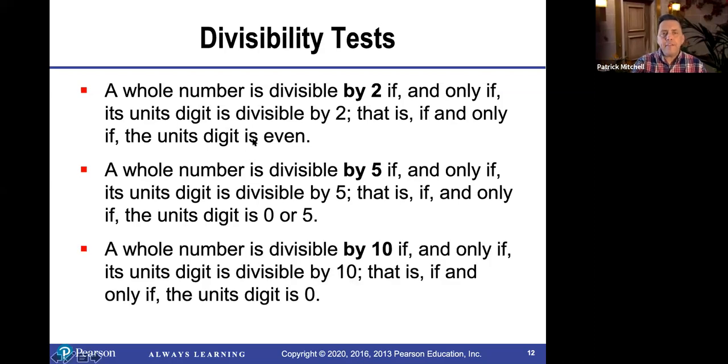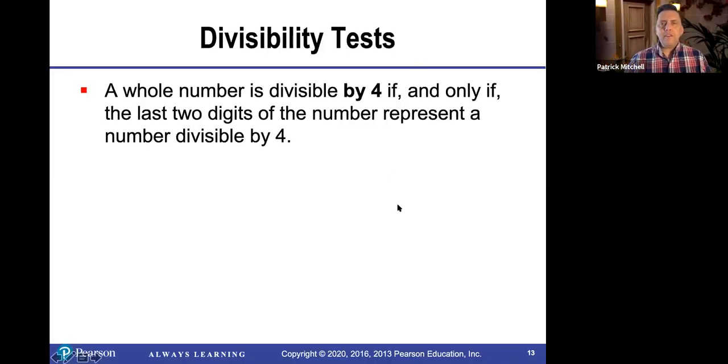And then the last of the super easy divisibility tests, a whole number is divisible by 10 if and only if its last digit is 0. Let's just cut to the chase. So these are the divisibility tests that go by only the last digit. If the last digit is 2, 4, 6, 8, or 0, then the number is divisible by 2. If it's a 0 or a 5, then it's divisible by 5. And if the last digit is a 0, then the number is divisible by 10.